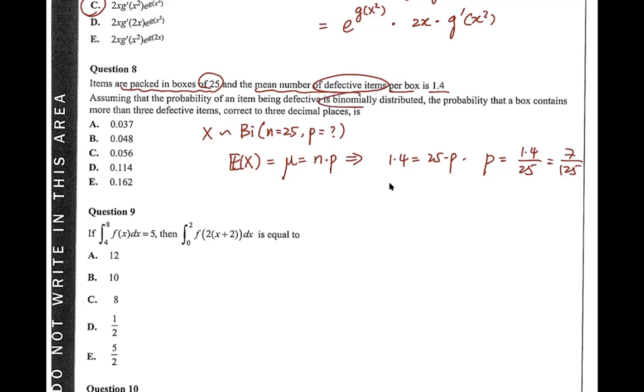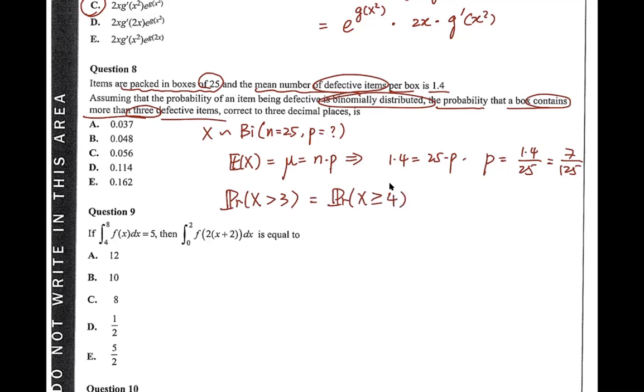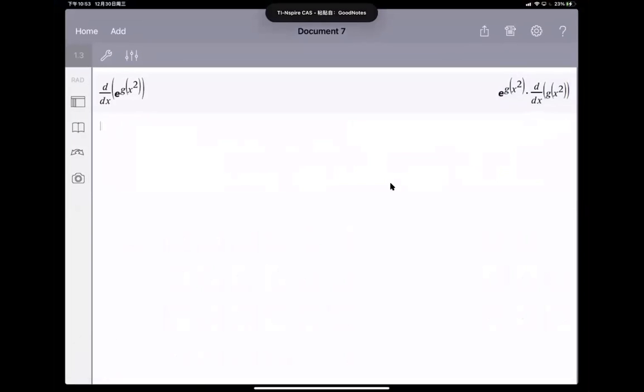And then with this binomial distribution, we want to find the probability that a box contains more than 3 defective items. So probability of X greater than 3, not greater than or equal to, okay? Probability X greater than or equal to 4. And now we know it's going from 4. The upper limit is the n value, 25. The p value is 7 on 125. So you can go to your calculator and speak out the magic spell.